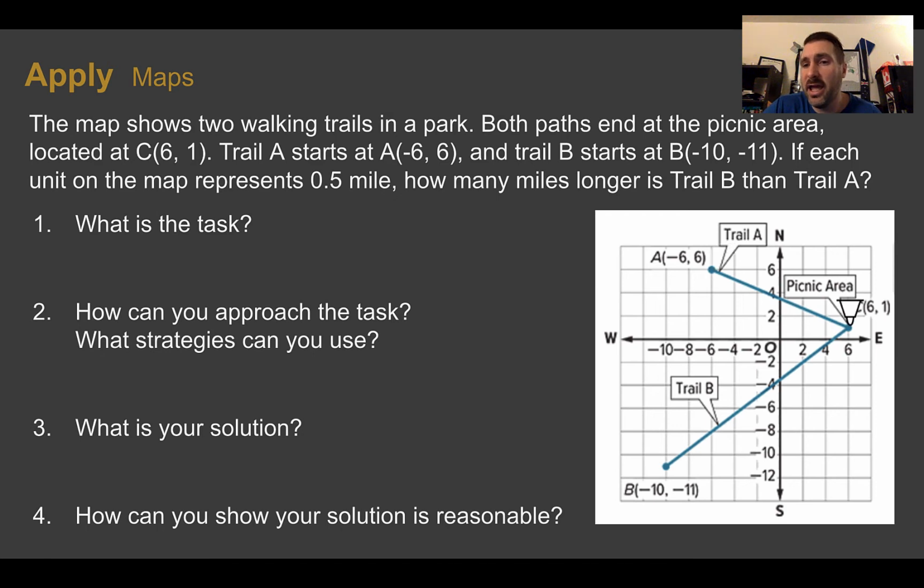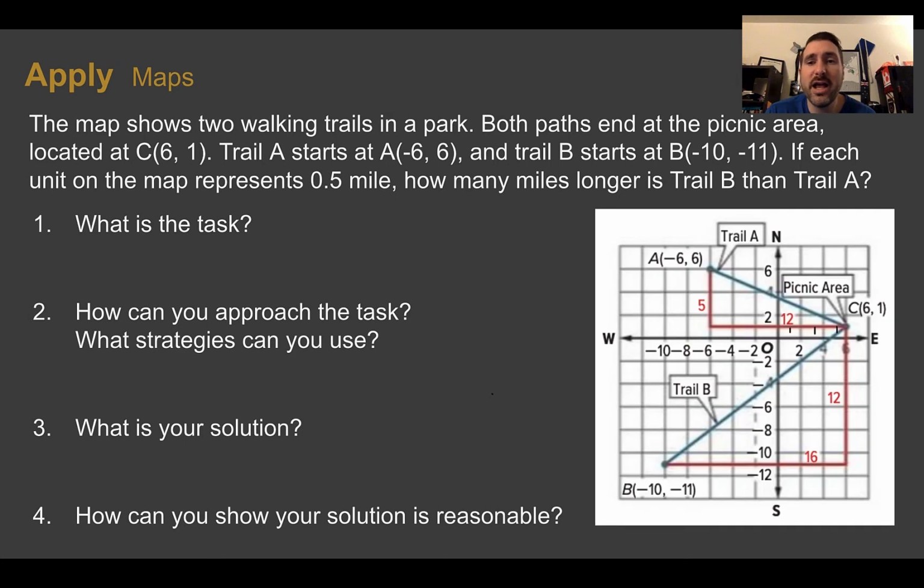So trail A, first I need to make a right triangle. For trail A, the triangle we can make would be 5 units tall and 12 units wide. For trail B, it would be 12 units tall and 16 units wide. Now to find those missing trail distances, I'm going to use the Pythagorean theorem.